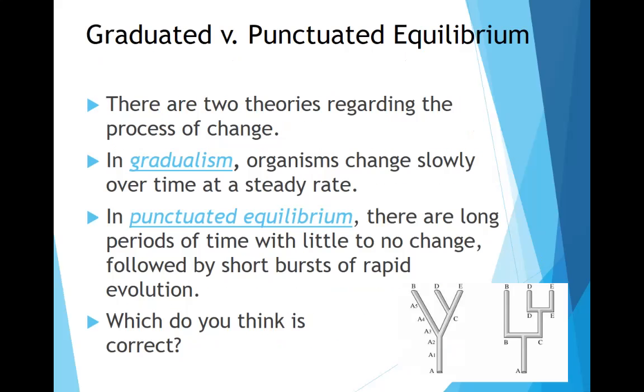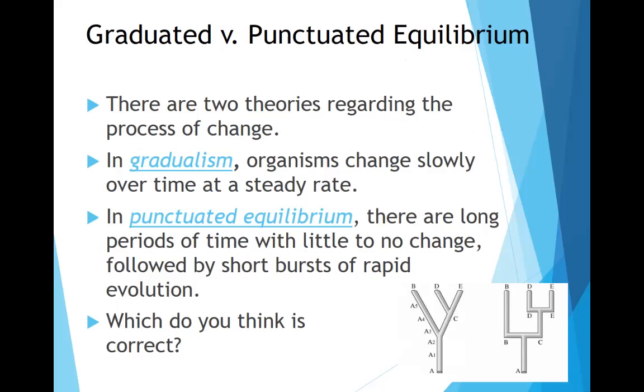Okay. So the two general theories regarding the process of change are what are known as gradualism, which accepts a very slow, kind of steady rate of change over time, as can be visualized in the tree on the bottom left. The other is punctuated equilibrium, where there are long periods of little to no change, followed by short, rapid bursts of evolution. So take a minute, think about which one you believe is correct.